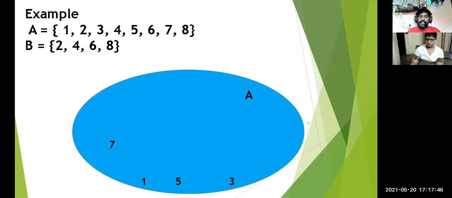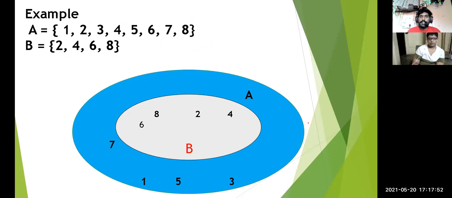So this is set A, and this is set B. Can you see set B is inside A? Set A has all the elements 1, 2, 3, 4, 5, 6, 7, 8. This is set A. But set B is only this white portion, that is 2, 4, 6, and 8. That is only set B.